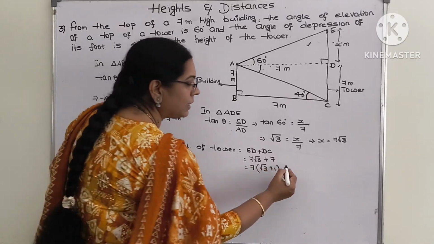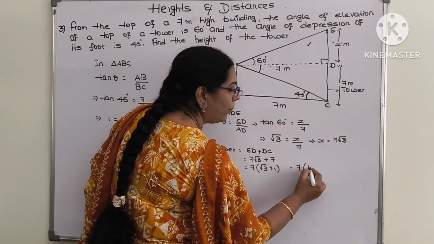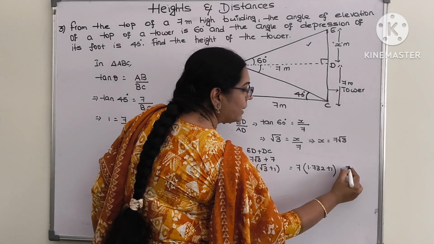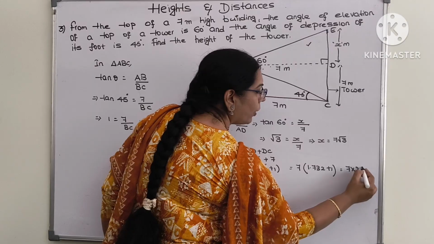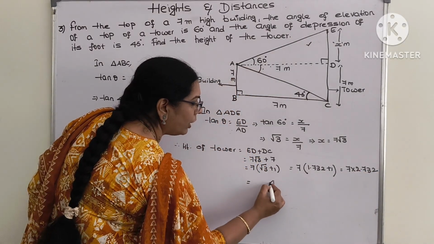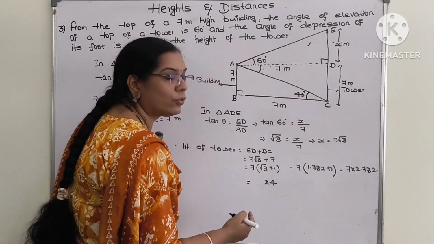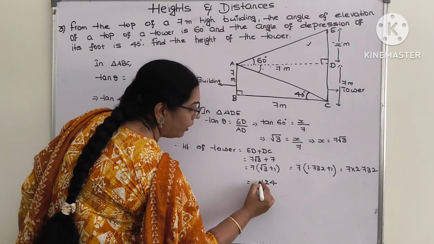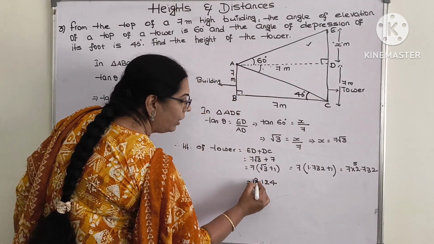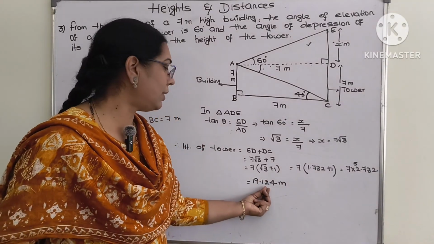Do not stop at this, simplify further. 7 into, what is the root 3 value? 1.732 plus 1. So this is basically 7 into 2.732. Multiply it quickly: 7 twos are 14, 7 threes are 21, 22, 7 sevens are 49, 50, 51, and 7 twos are 14, plus 5, 19. So, what is the height of the tower? Height of the tower is 19.124.